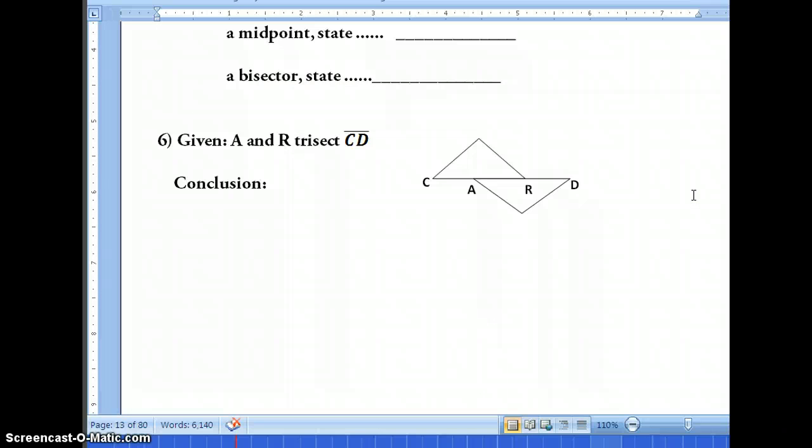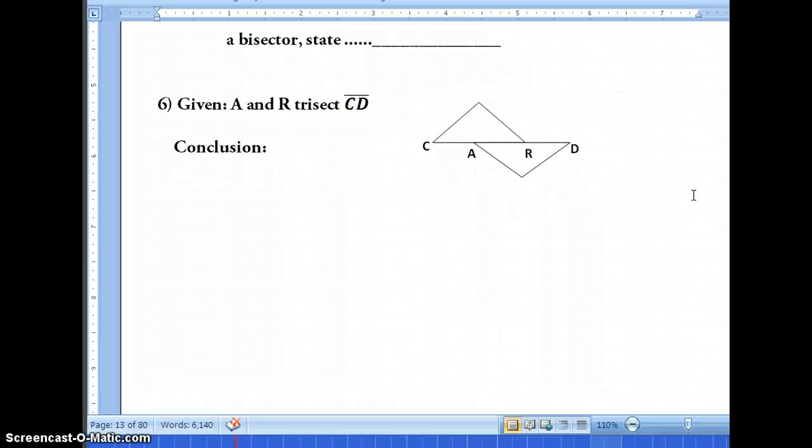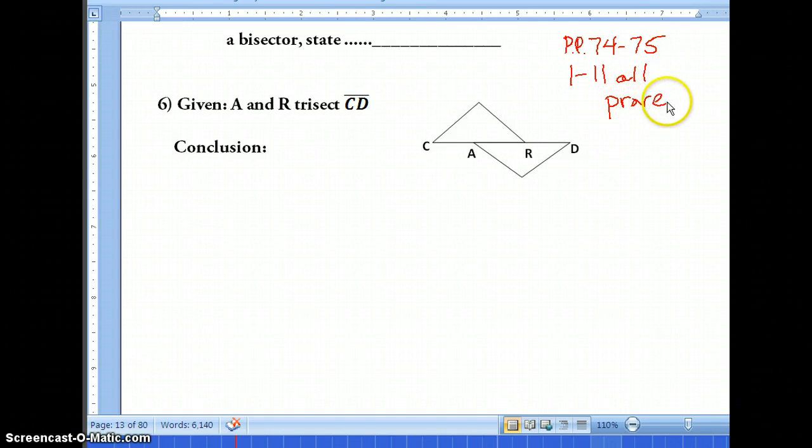This is problem number 6 from the assignment you're going to do when you come back. The assignment when you come back is on pages 74 and 75. We're going to do 1 through 11, but we're only going to prove the odd numbered problems. The even numbered problems, such as this problem, problem number 6, all they're asking you to do is to state a conclusion based on the given information.